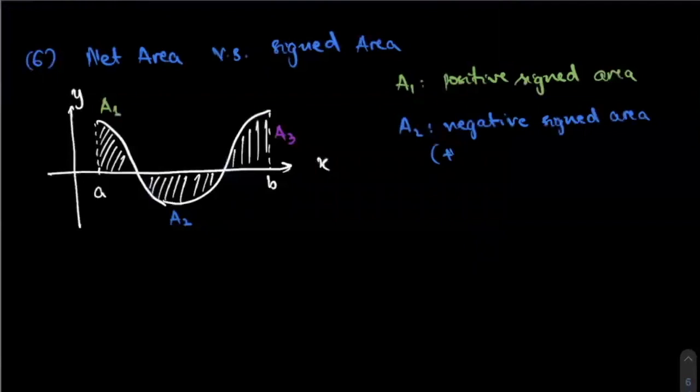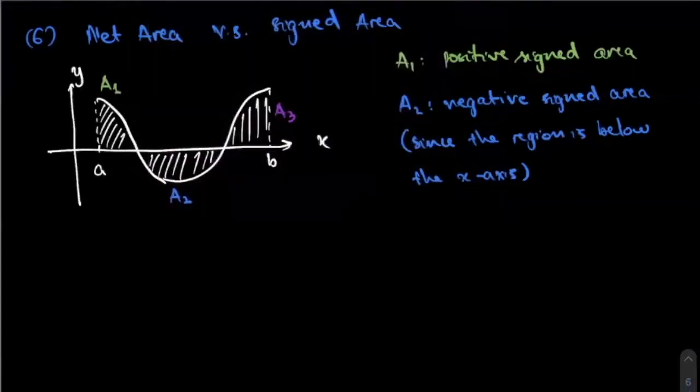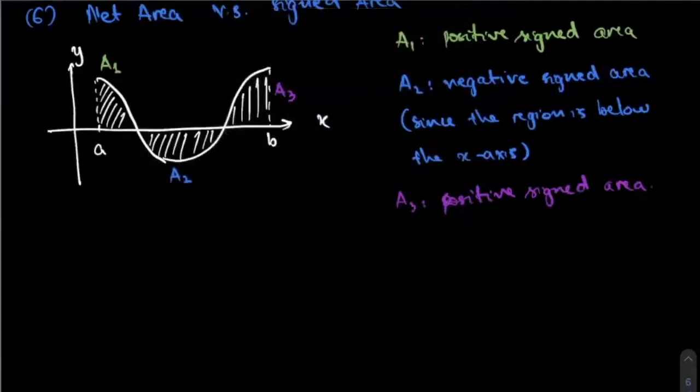Since the region is below the x-axis. And the last one, A3, is also a positive signed area because the region is above the x-axis. And for the net area, we can combine these three together. So A1 minus A2 plus A3.